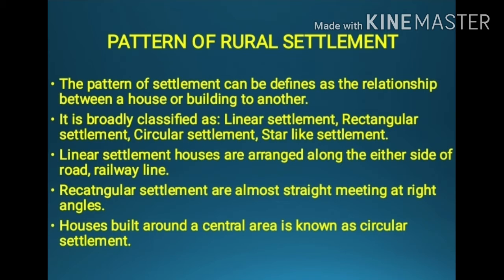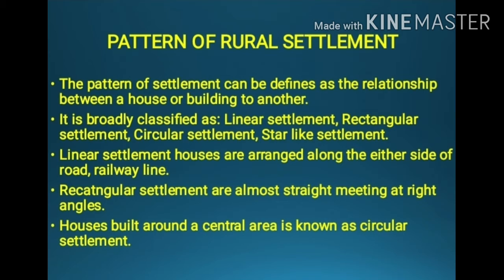Example, Himalaya, the Alps. The rectangular settlements are almost straight, meeting each other at right angles. Circular patterns of settlements look like houses built around a central area. Houses built around a central area are known as circular pattern of settlement.